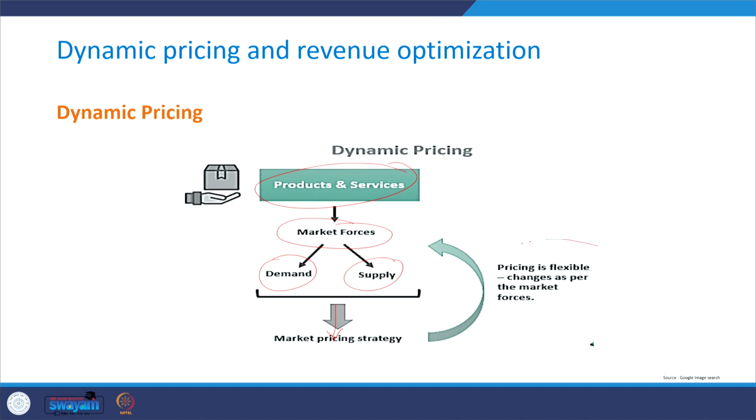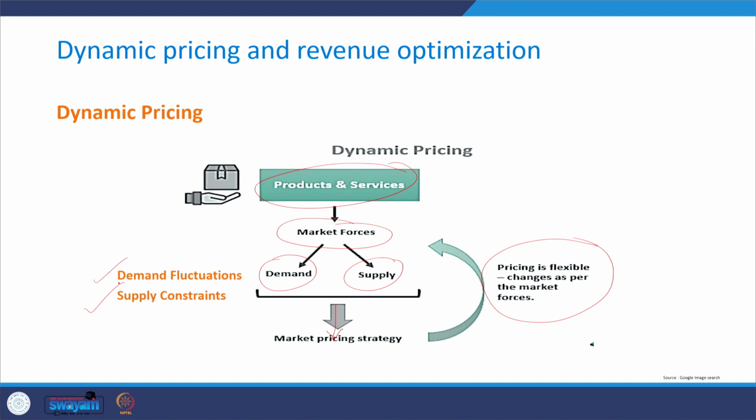Here, the pricing is flexible. It changes as per these two market forces. These are, that is, demand and supply. So the two crucial things that are affecting or influencing dynamic pricing are demand fluctuations and supply constraints.